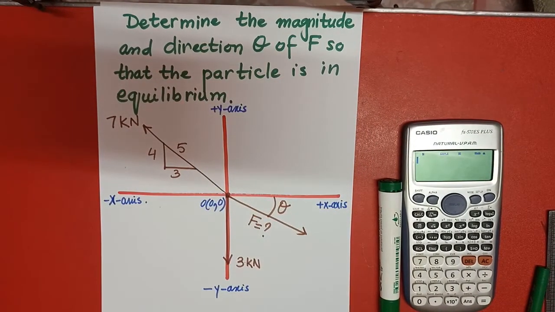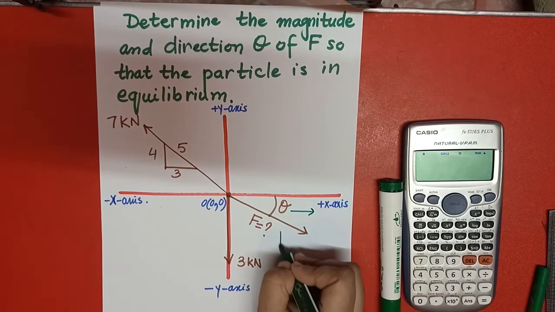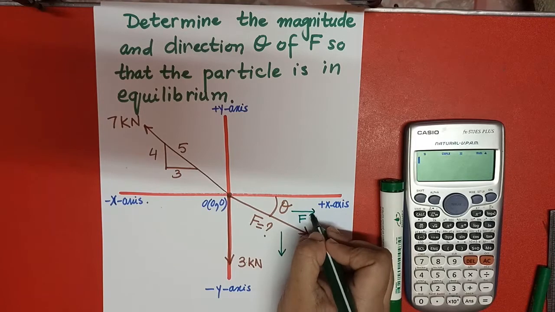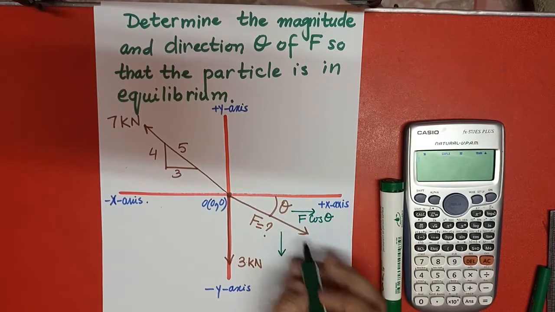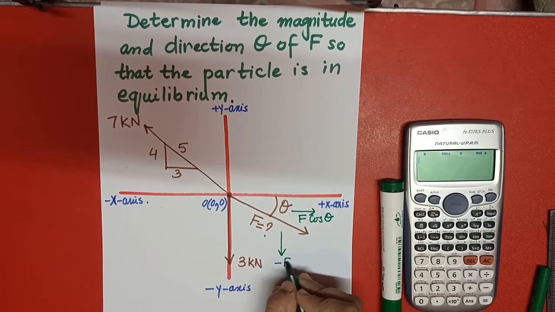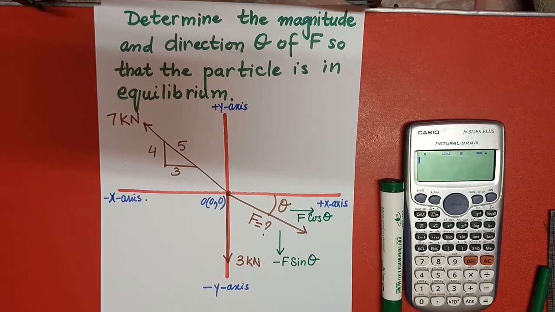First, we have to resolve the components. So how can we resolve them? I am taking the green marker here, and I am breaking the components of this force. F and theta are both unknown, so this will be F cos theta, and this should be positive because it is parallel to the positive x-axis. The y component of this force is equal to minus F sin theta because it is parallel to the negative y-axis.